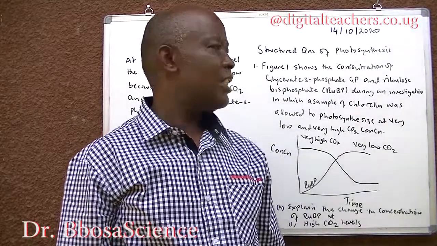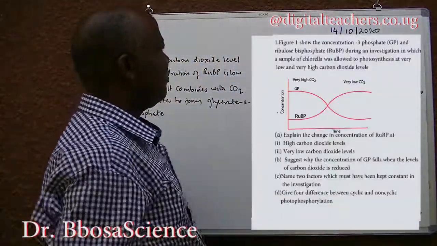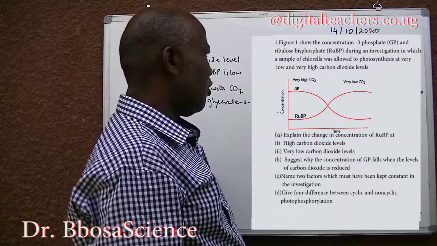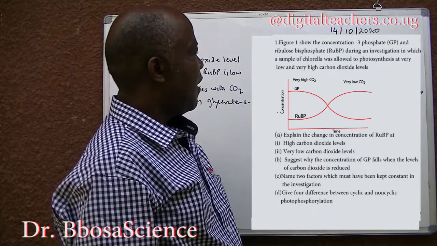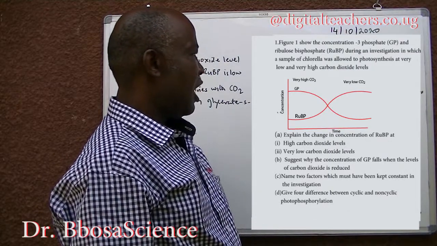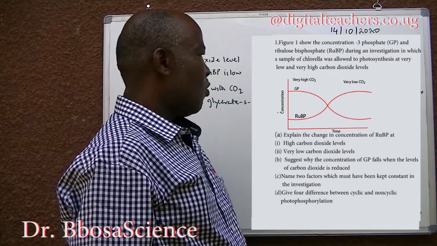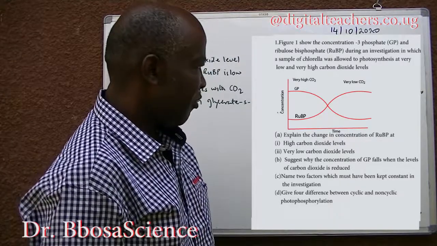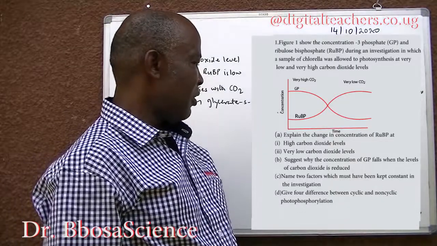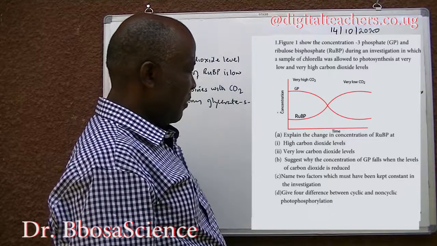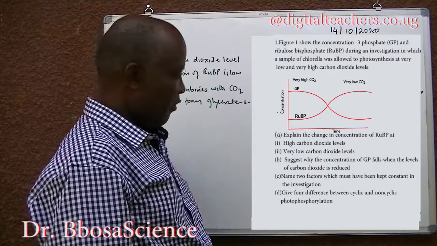Today we are going to revise structured equations of photosynthesis. Question 1. Figure 1 shows the concentration of glycerate phosphate (GP) and ribulose biphosphate (RuBP) during an investigation in which a sample of chloroplast was allowed to photosynthesize at very low and very high concentration of carbon dioxide. The variation of GP and ribulose biphosphate are shown in the graph.